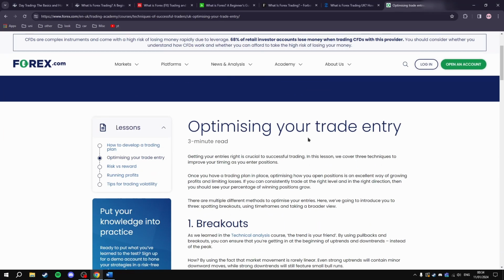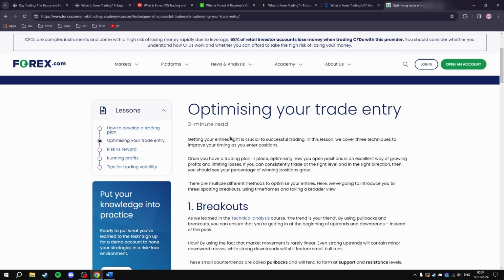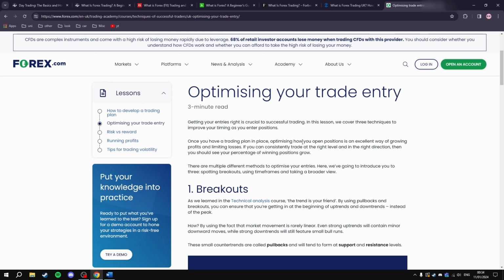Optimizing your trade entry. Getting your entries right is crucial for successful trading. In this lesson we'll cover 3 techniques to improve your timing as you enter positions. Once you have a trading plan in place, optimizing how you open positions is an excellent way of growing profits and limiting losses. If you can consistently trade at the right level and in the right direction, then you should see your percentage of winning positions grow.